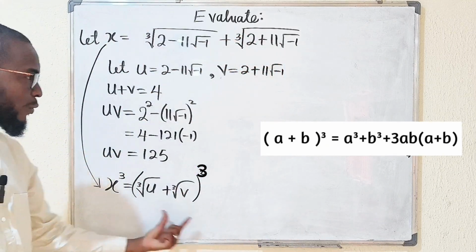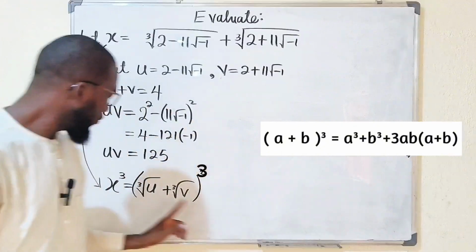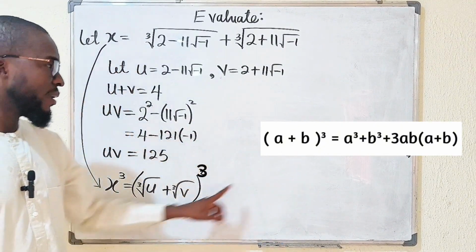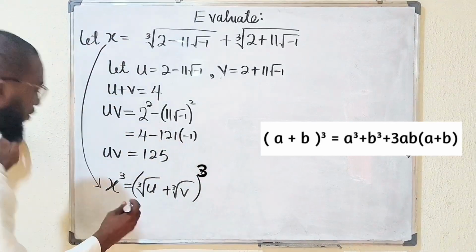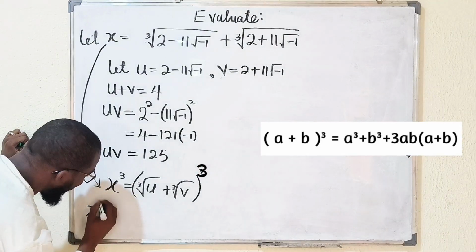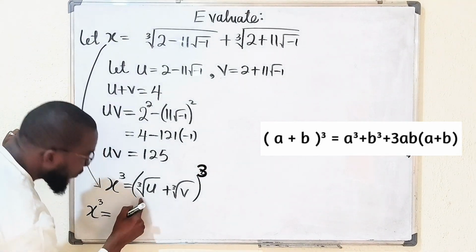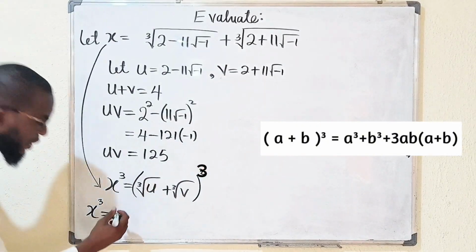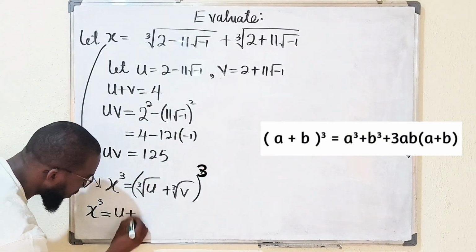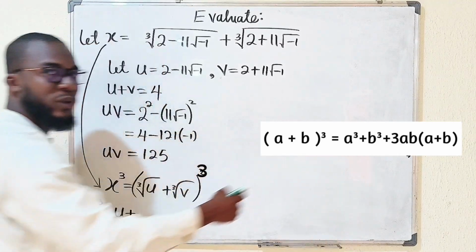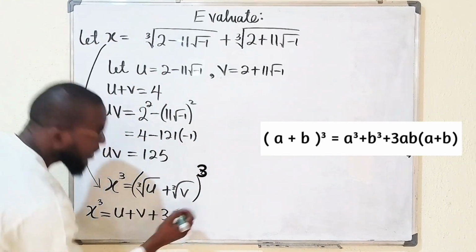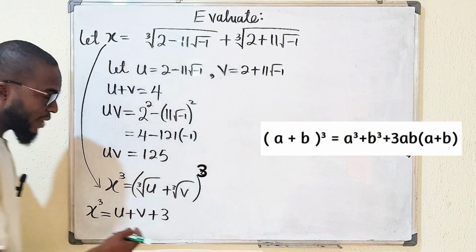So to expand this, we are going to apply this principle for which cube root of u is our a and cube root of v is our b. So x to the power of 3 is equal to the first term to the power of 3. Power of 3 will cancel the cube root, leaving u. Second term to the power of 3 will be v plus 3 multiplied by first term times second term.